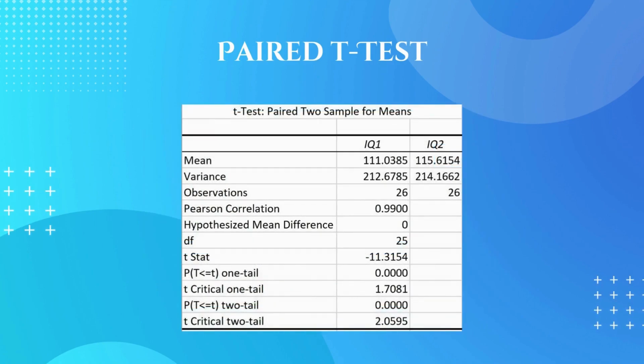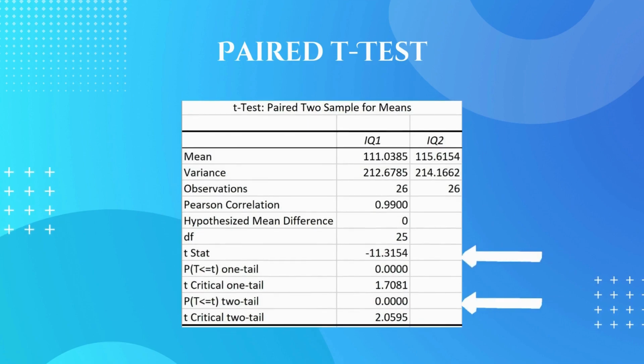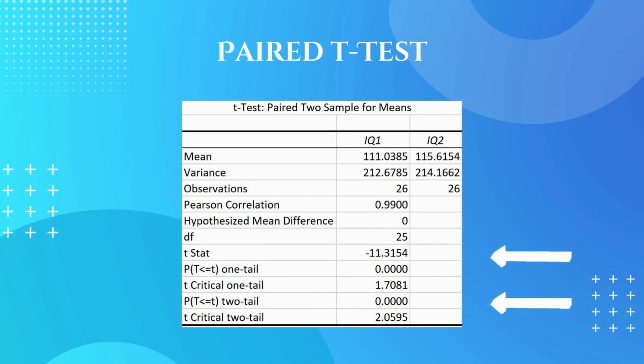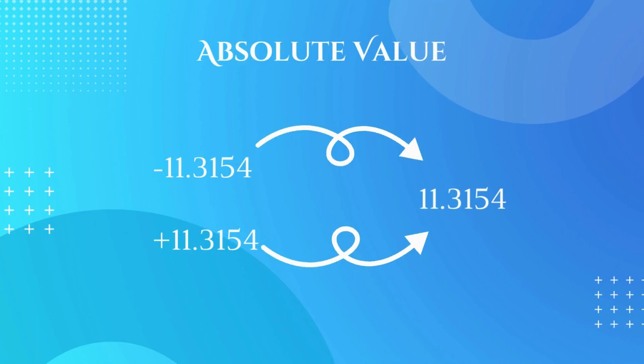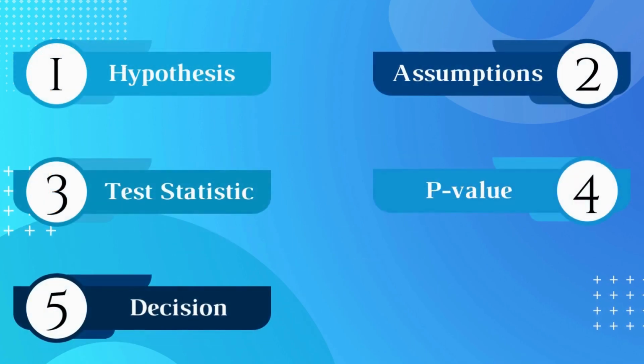Here is the output. You can see that we can find the test statistic and the p-value in the table. Note that we use the two-tail p-value for the paired t-test. Also, the test statistic here is negative 11.3154. This difference is caused by how the differences of the two samples were calculated. However, it does not affect the overall outcome of the test, as we use the absolute value of the test statistic to calculate the p-value. Note that the absolute value of a number is the size of the number and therefore ignores a positive or negative sign on it. Next, we are ready to make a decision.